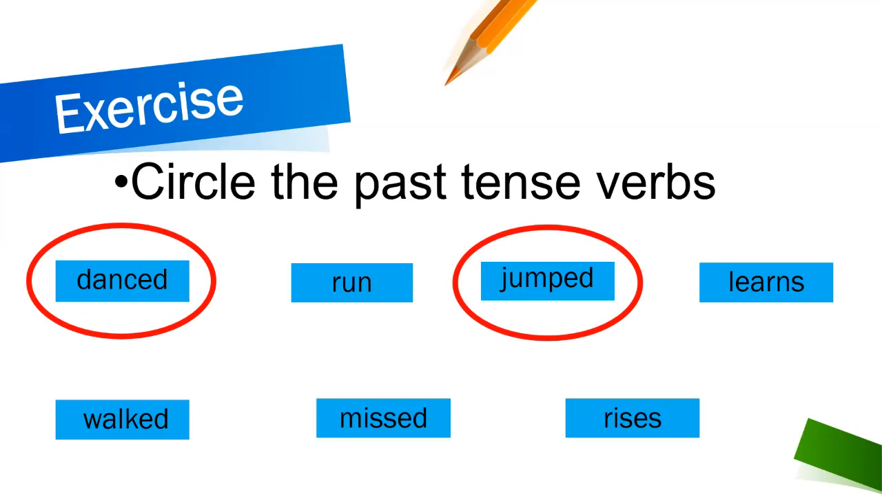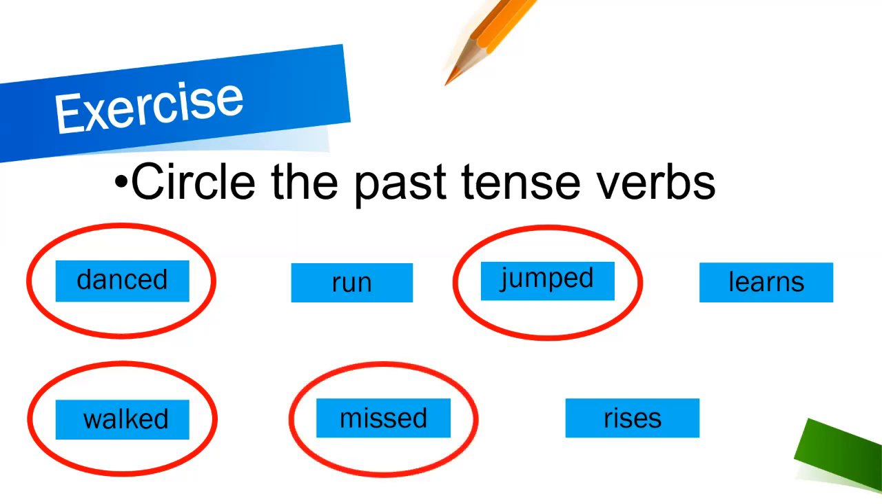Excellent, children. What about the next one? Walked, is it? Wonderful, it is indeed. What about the next word? Missed. Yes, I see an ed at the end, so it is in the past tense. It is a past tense verb. What about rises? No, it is not. Excellent, children.